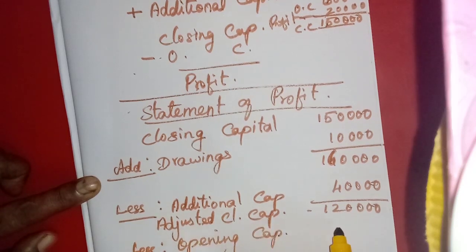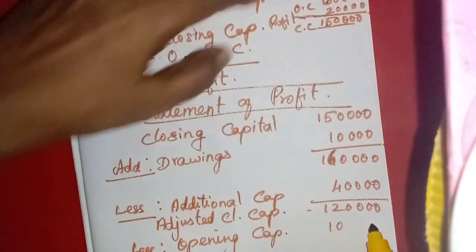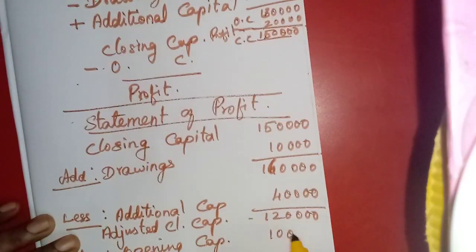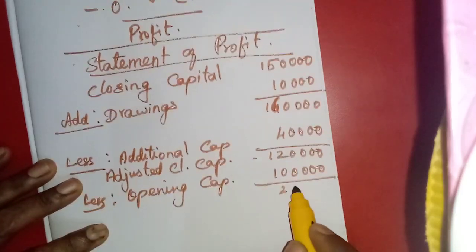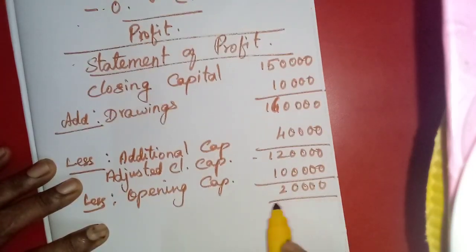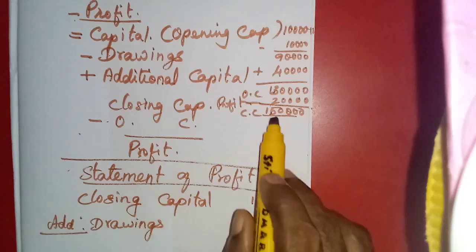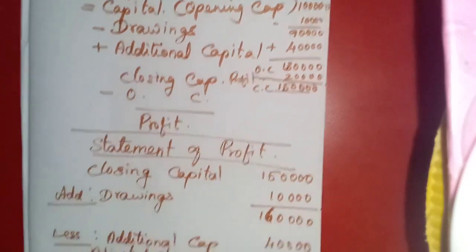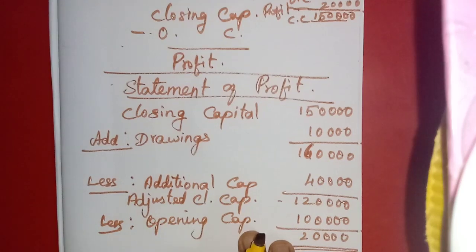Opening capital, how much? 1 lakh. Okay, in the beginning it was given, no? That 1 lakh we have to write. So how much have we got as the profit? 20,000. Understood now? Here also we have got the profit of 20,000. Understood? So this is calculating profit by the statement of profit.